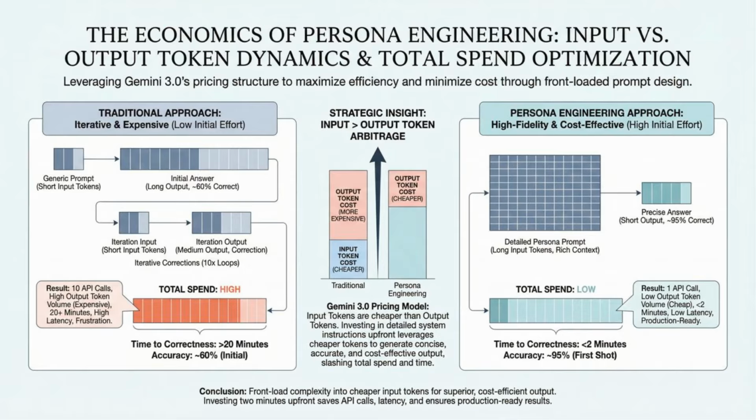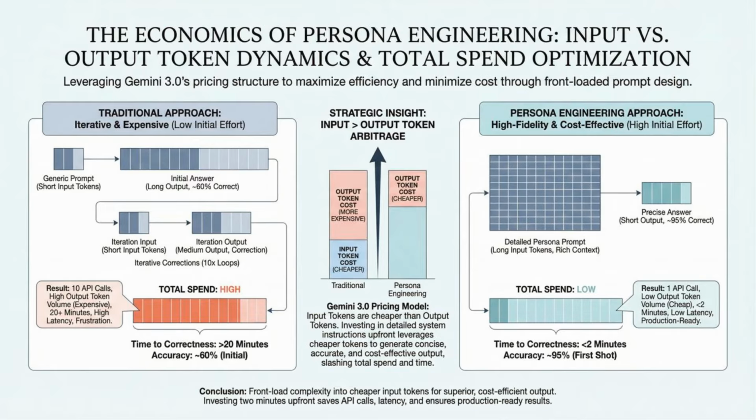If you use a short, lazy prompt, you usually get a result that is 60% correct. You then have to prompt it again. No, not like that. Add this. Fix that bug. You end up going back and forth 10 times. That is 10 API calls. That is 10 times the token cost. And it is 20 minutes of your life.